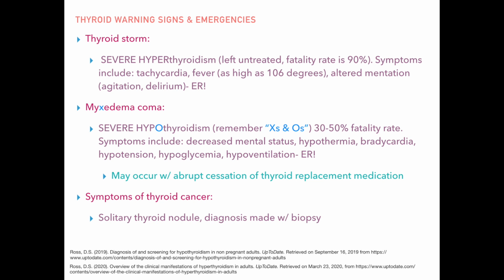And then the myxedema coma is for severe hypothyroidism, and I remembered it by remembering my X's and O's. So myxedema, hypo, X's and O's, that help me keep them separate from one another. And this also has a pretty high fatality rate. 30 to 50% of patients will die if this is left untreated. And symptoms include now opposite, so decreased mental status, hypothermia, bradycardia, hypotension, hypoglycemia, hypoventilation. Everything really slows down. Obviously, again, these patients have to be managed in the ER.